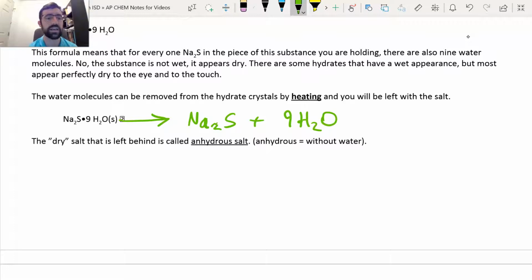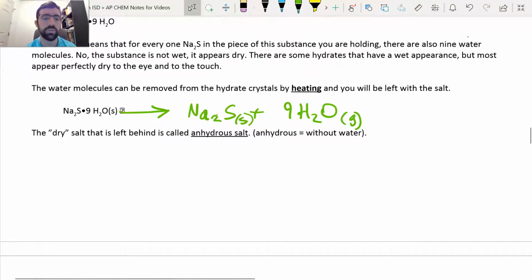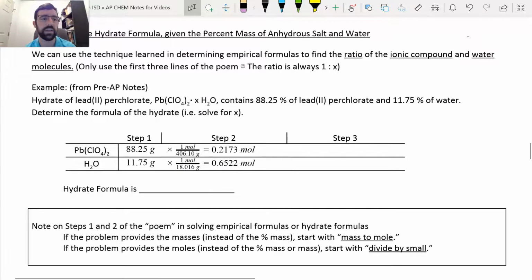And if we were to heat it enough that it would do that, we'd probably get solid sodium sulfide, and we would get gaseous water, water vapor. So the dry salt would be left behind, it would be called an anhydrous salt. That means that it doesn't have any water left in it. We removed the water from the hydrate. Now it tells us how to find the hydrate formula.